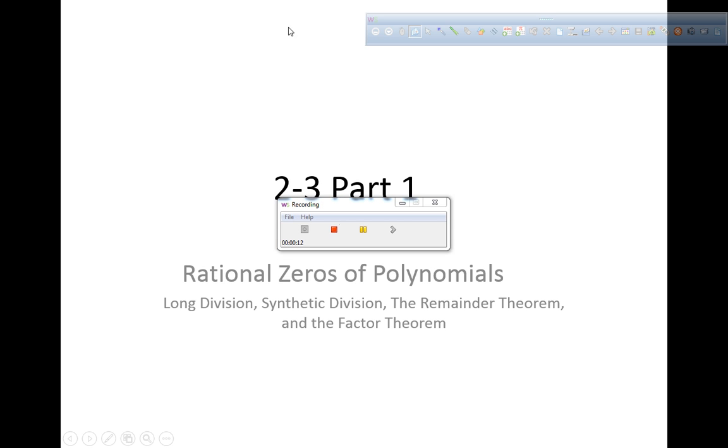All right. So we have to start long division and synthetic division, the remainder theorem, and the factor theorem. Okay? For f of x equals 6x cubed minus 19x squared plus 16x minus 4, 2 is a 0. Use long division to find the other factors and zeros. Okay? So I'm going to show you how to do this using long division, and then I'm going to show you how to do this using synthetic division, which is way quicker.